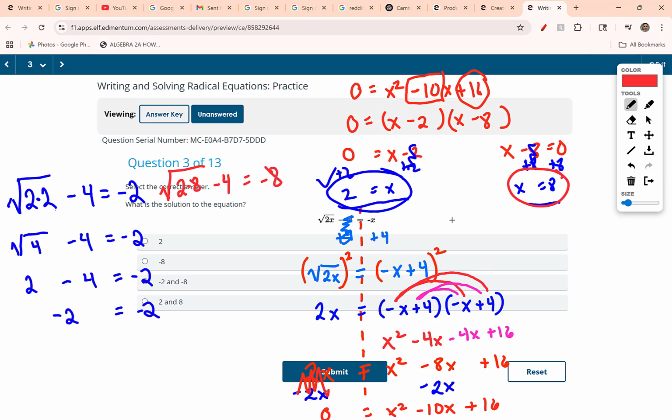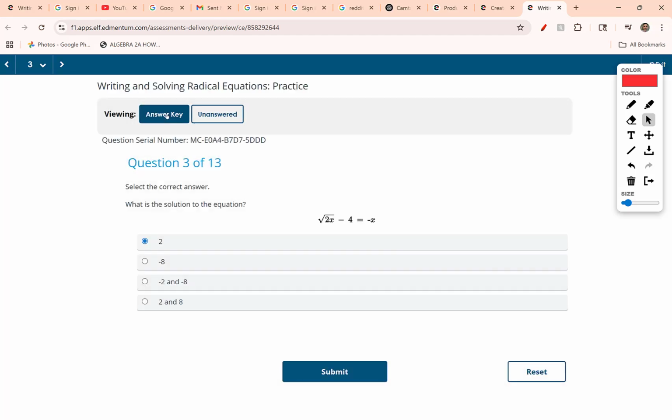So 2 times 8 is 16. The square root of 16 is 4. And 4 minus 4 is 0. And 0 is not equal to negative 8. So x equals 8 is not a solution to this problem, which means we only have one solution to this problem, and it's x equals positive 2.